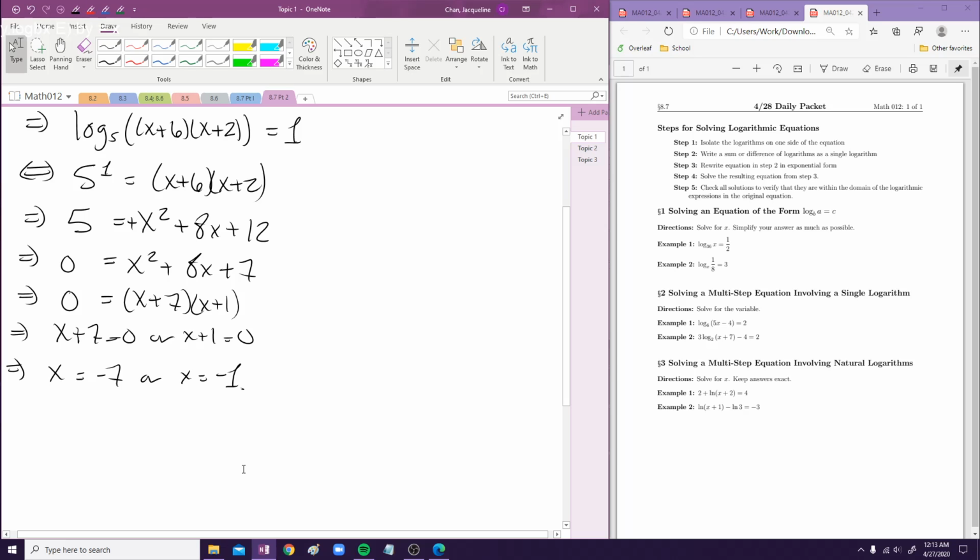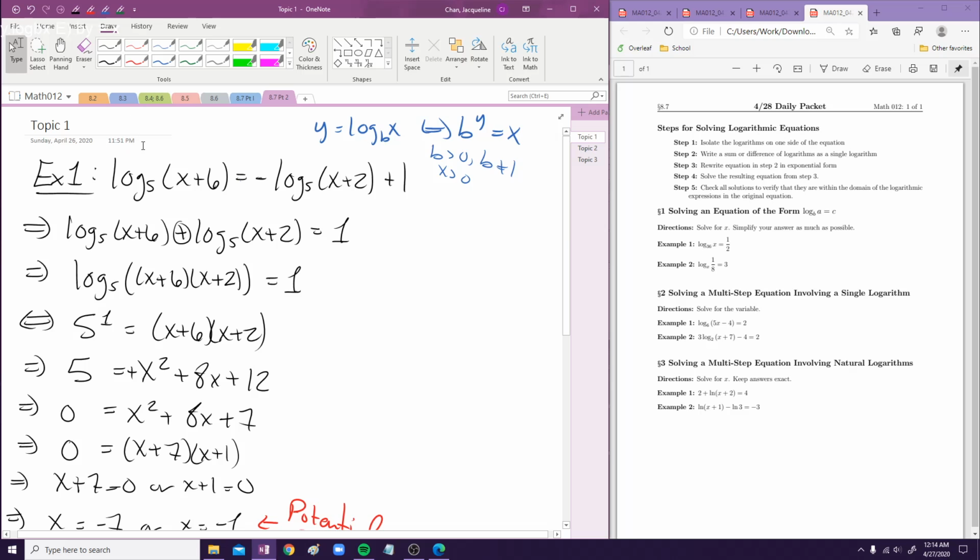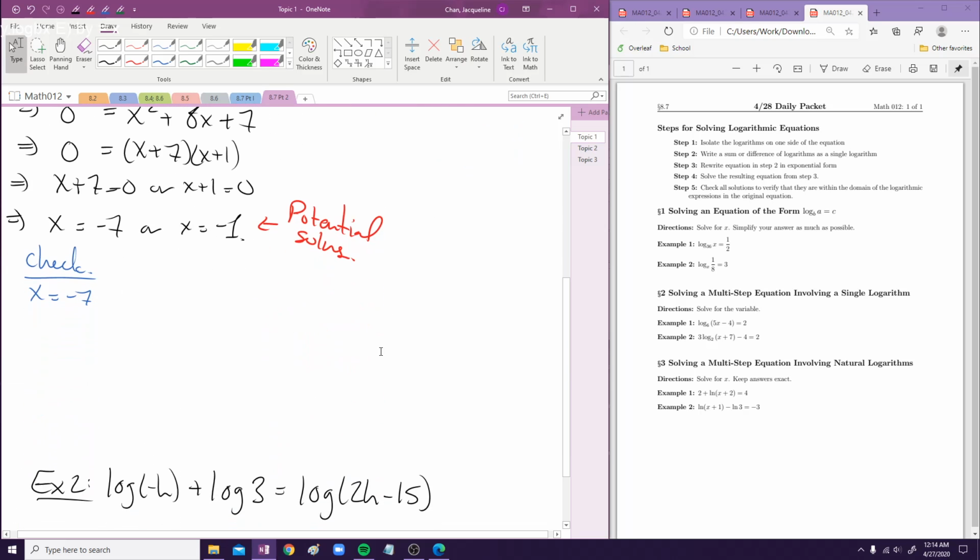Now, our final step. We found what x was, but these are potential solutions. So what do we have to do now? We have to check our answers. So let's check x is equal to -7. I'm just going to copy this down.